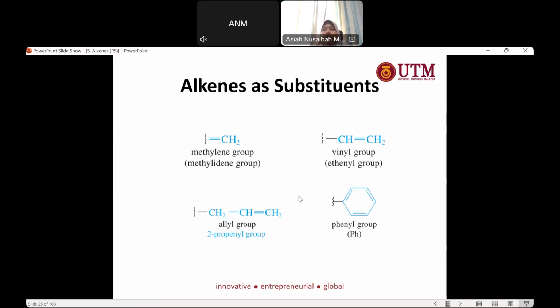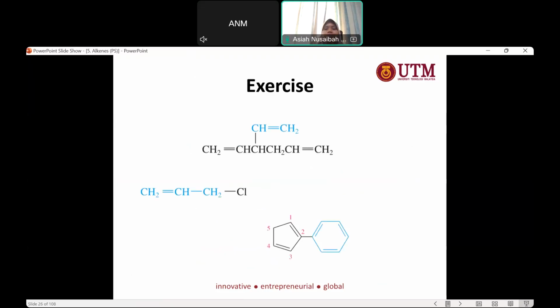And the final common alkenyl group is the phenyl group, where we have an aromatic structure. We have a cyclic with double bonds, so it's an aromatic. That's how we name if we have alkenes as substituents or branches.